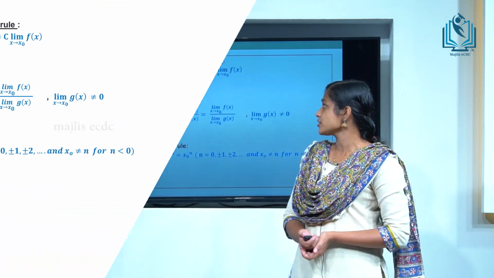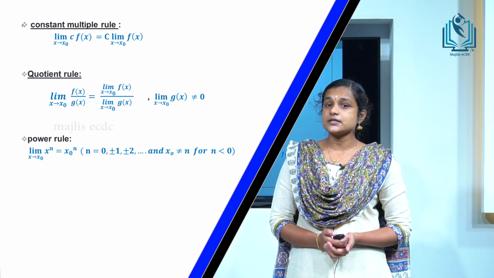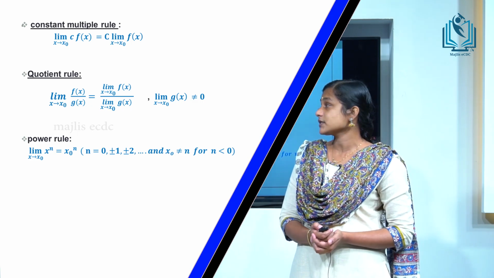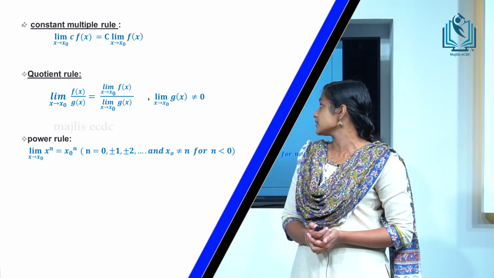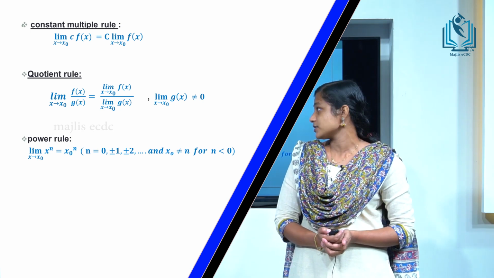Then the next one is the constant multiple rule. Limit as x tends to x naught of c times f(x) is equal to c times limit as x tends to x naught of f(x). c is a constant.